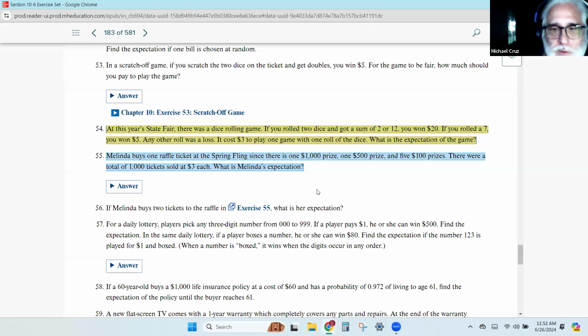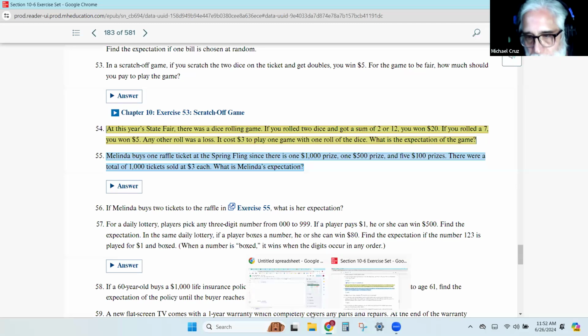All right, let's look at this one that's in blue. At this year's state fair, there was a dice rolling game. If you rolled 2 dice and got a sum of 2 or 12, you won $20. If you rolled a 7, you won $5. Any other roll was a loss. It cost $3 to play the game.